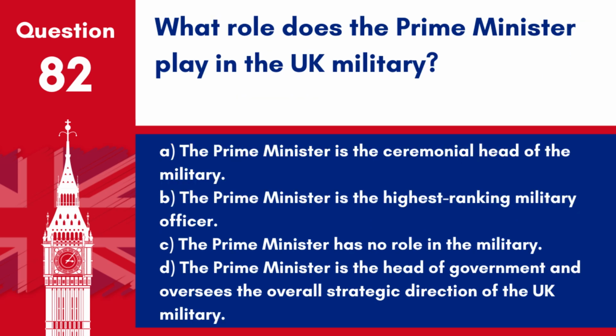Question 82. What role does the Prime Minister play in the UK military? A. The Prime Minister is the ceremonial head of the military. B. The Prime Minister is the highest-ranking military officer. C. The Prime Minister has no role in the military. D. The Prime Minister is the head of government and oversees the overall strategic direction of the UK military.